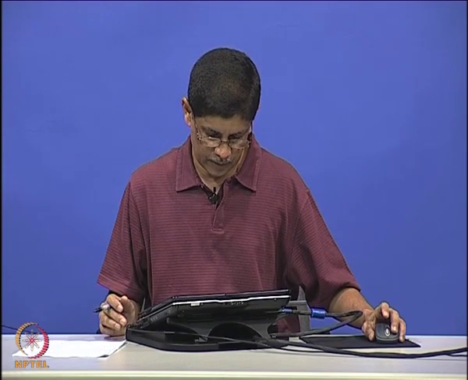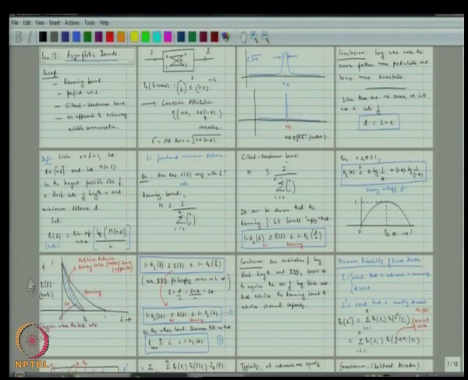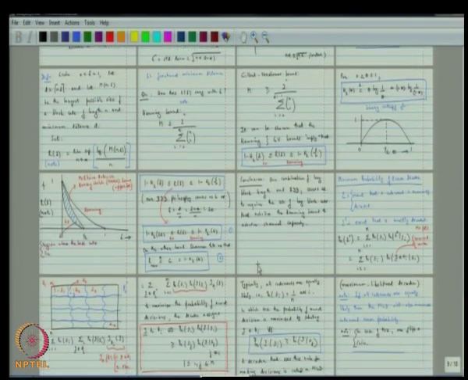So, last time we were talking about asymptotic bounds. We showed that for very large block lengths there is a certain region where the best codes are to be found, and I will not dwell on that since that lecture is available to you.